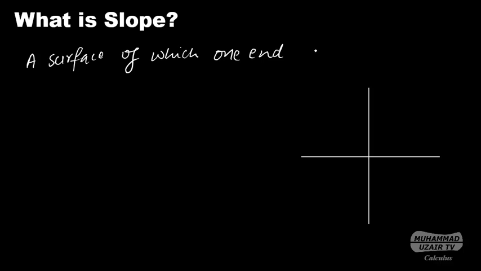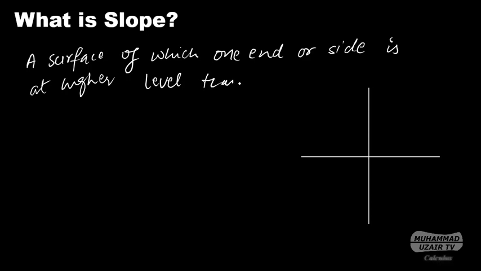What is slope? A surface of which one end or side is at higher level than another end is called slope.